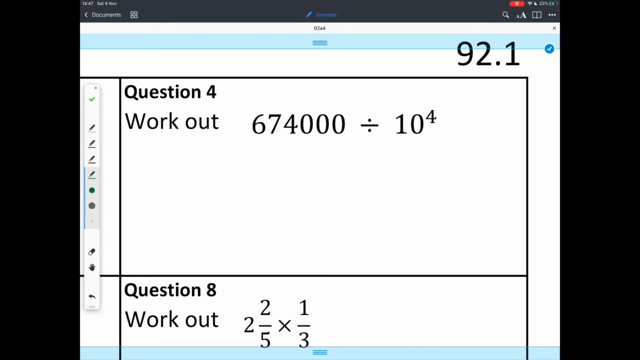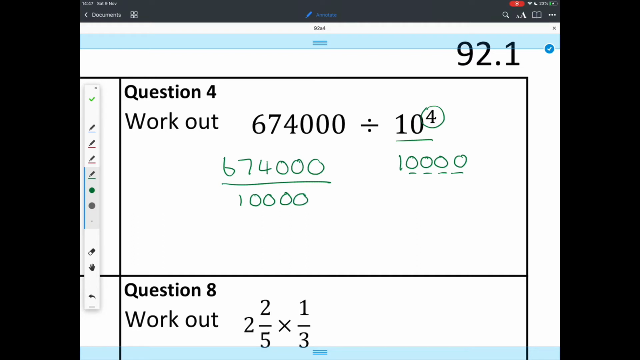Similar question with this, but I've got a division. This is going to be 10,000, 10 to the power 4. You'll notice 4 there and 4 there. So this question would be 674000 divided by 10000. When I look at that, I'm going to have some simplifying that I can do, and that leaves me with 674 divided by 10, which is 67.4.